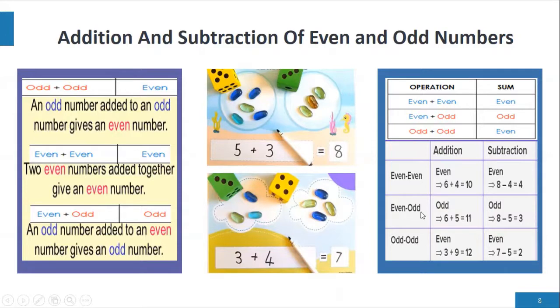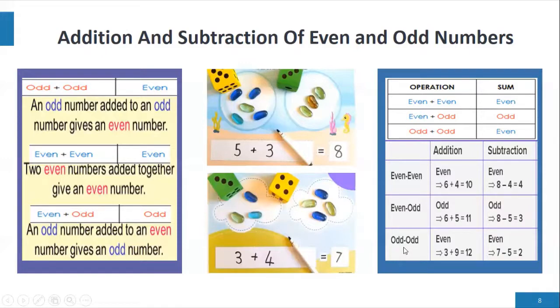If we take two different numbers, one even and one odd, and we add both numbers, the answer would be an odd number. 6 is an even number, 5 is an odd number. Whenever we add, the answer would be 11. So this result is an odd number. And when we subtract even and odd number, then the result is also an odd number. 8 is an even number, 5 is an odd number. When we subtract, we get 3. 3 is also an odd number.